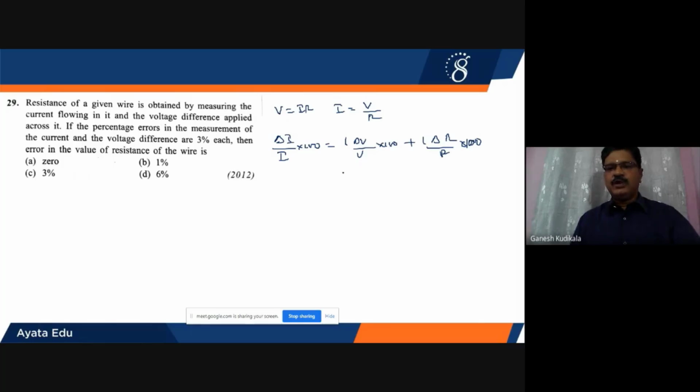So what is the percentage of error in the measurement of voltage and current? If the percentage errors in the measurement of current and voltage are 3 each, both are 3, 3, therefore 1 into 3, and this also 1 into 3, 3 plus 3 will become 6%. So the percentage of error in the measurement of resistance will be equal to 6%.